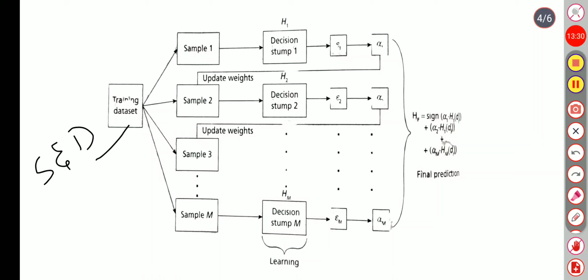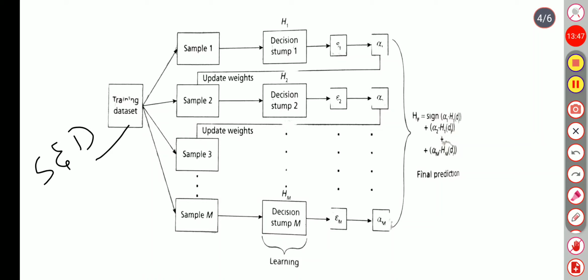Here in this particular ensemble learning we have seen a lot of classifiers. For example, it may be a decision tree, it may be a neural network, okay, it may be a regression or classification, but here I am using the decision stump.